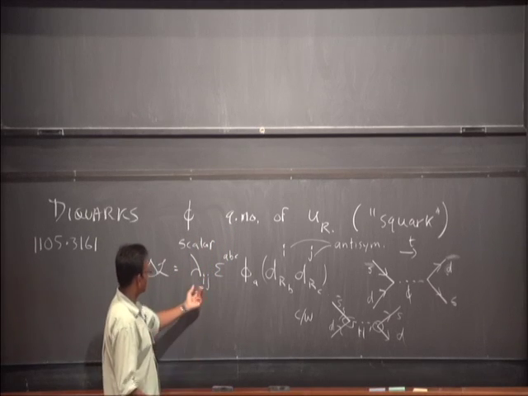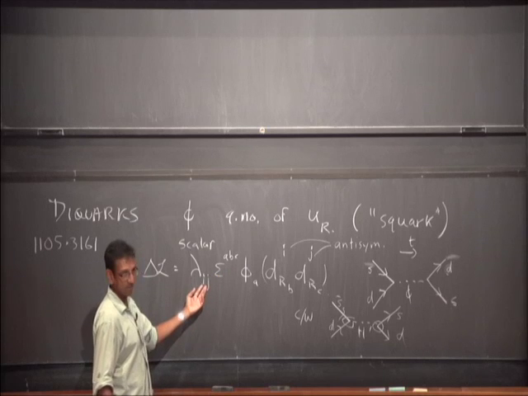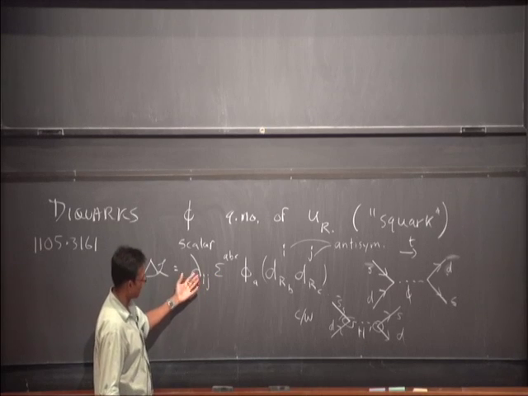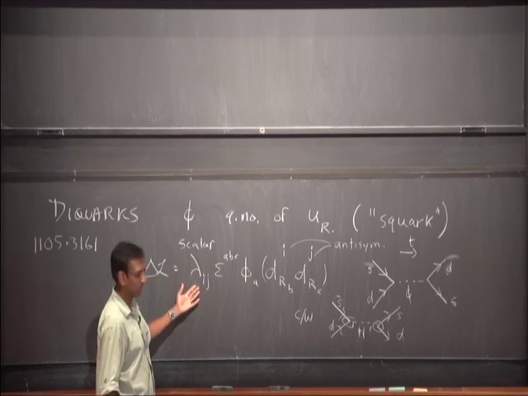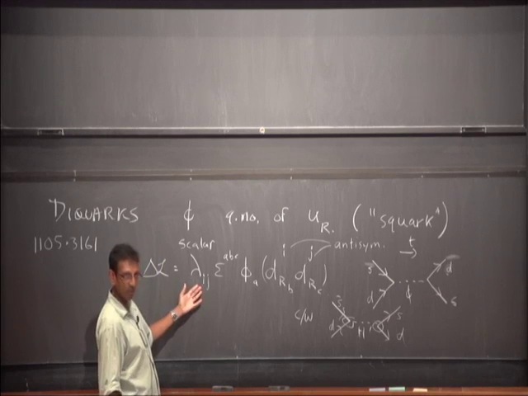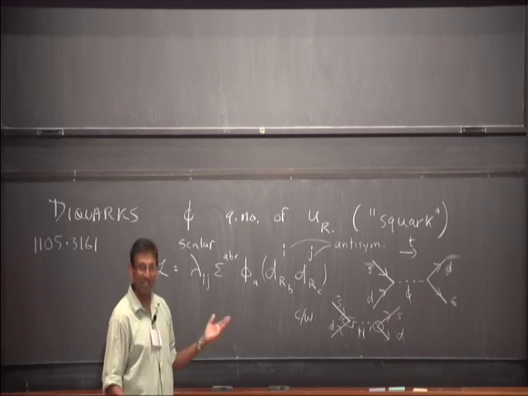So which is it? Since it's antisymmetric, it could be that the big element is 1, 2. It could be the biggest element is 1, 3. Or it could be the biggest element is 2, 3. We study all the cases.